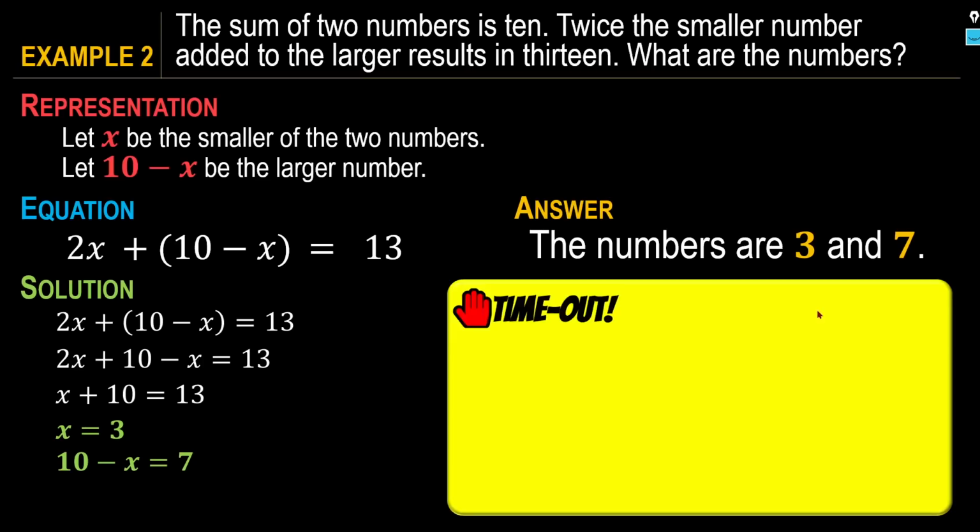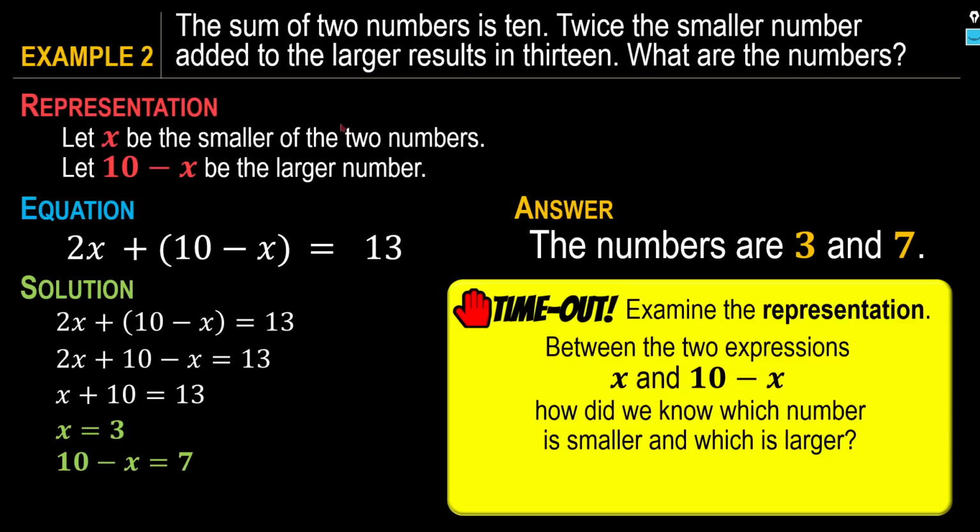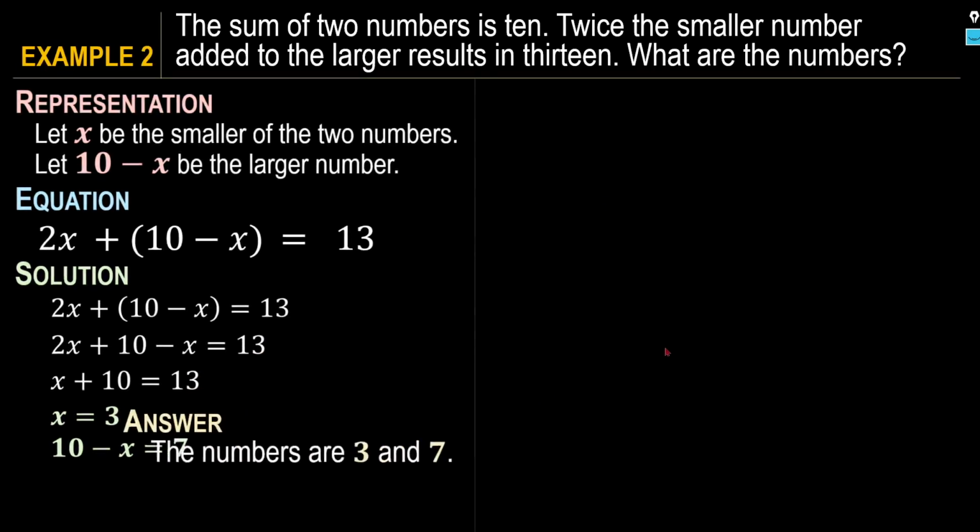Oh, time out. Tingin sa representation. Here in the representation, we let x be the smaller of the two numbers. Okay? And 10 minus x be the larger of the two numbers. Yun yung ginamit natin. Kaya lang ang problema, sir. Dalawa expression natin x saka 10 minus x. How did we know to represent x to be the smaller and 10 minus x be the larger? How did we know that? Tama kaya tayo? Hindi ba pwedeng baliktad? Hindi ba pwedeng si x yung larger? Tapos si 10 minus x yung smaller? Let's try that. No? That alternative way of representing. Let's see if we end up with that same answer.